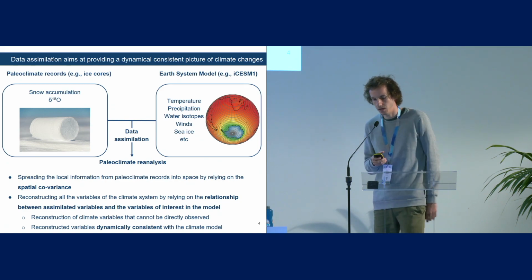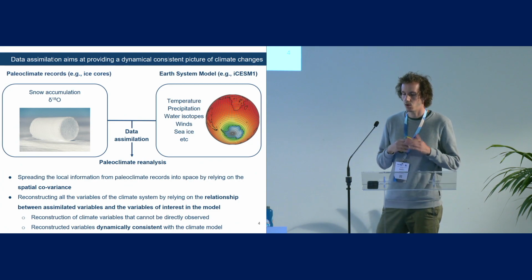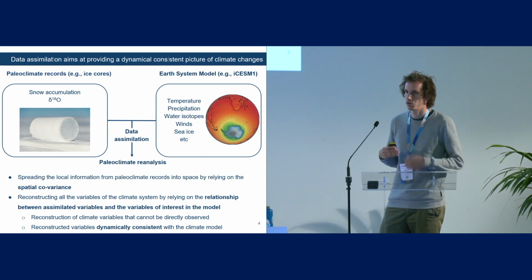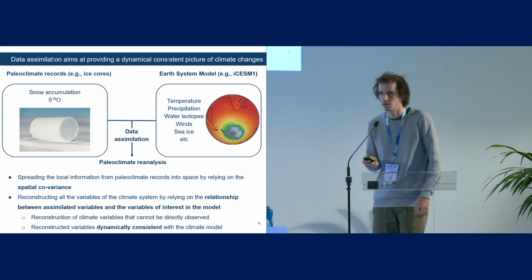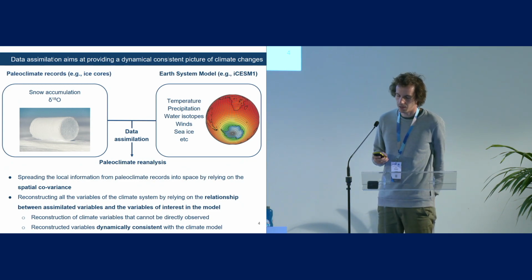And the main advantage of climate models is that they provide all the variables to understand the change. So it provides temperature, precipitation, but also the winds and the sea ice, all the variables that are useful to understand the change that we see in paleoclimate records.